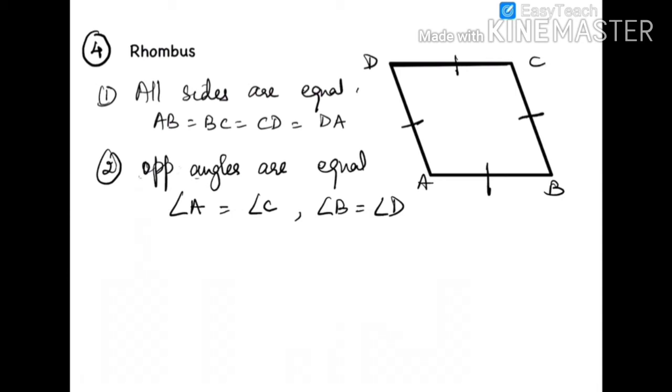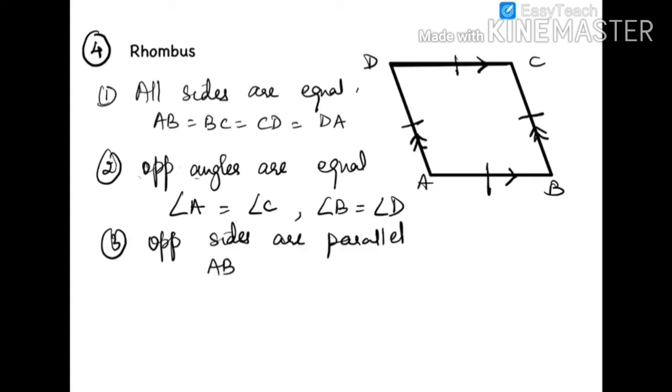Can we say that the opposite sides in a rhombus are parallel? Yes. A rhombus is a special case of a parallelogram. A rhombus is a parallelogram in which the adjacent sides are equal. So we can say that the opposite sides are parallel in a rhombus. So we can write AB parallel to DC and AD parallel to BC.